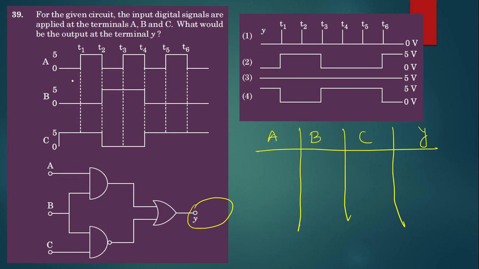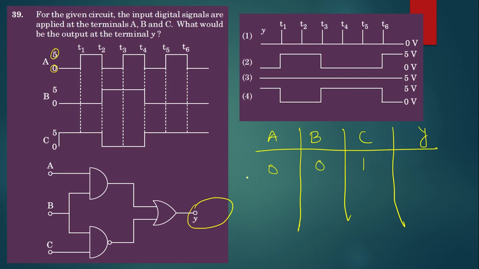Here the inputs are given in form of pulses. It is not given in terms of 1 or 0. So we should consider this 5 to be the high value, 1, and 0 to be the low value. For the first pulse, A is 0, B is 0 and C is 1.